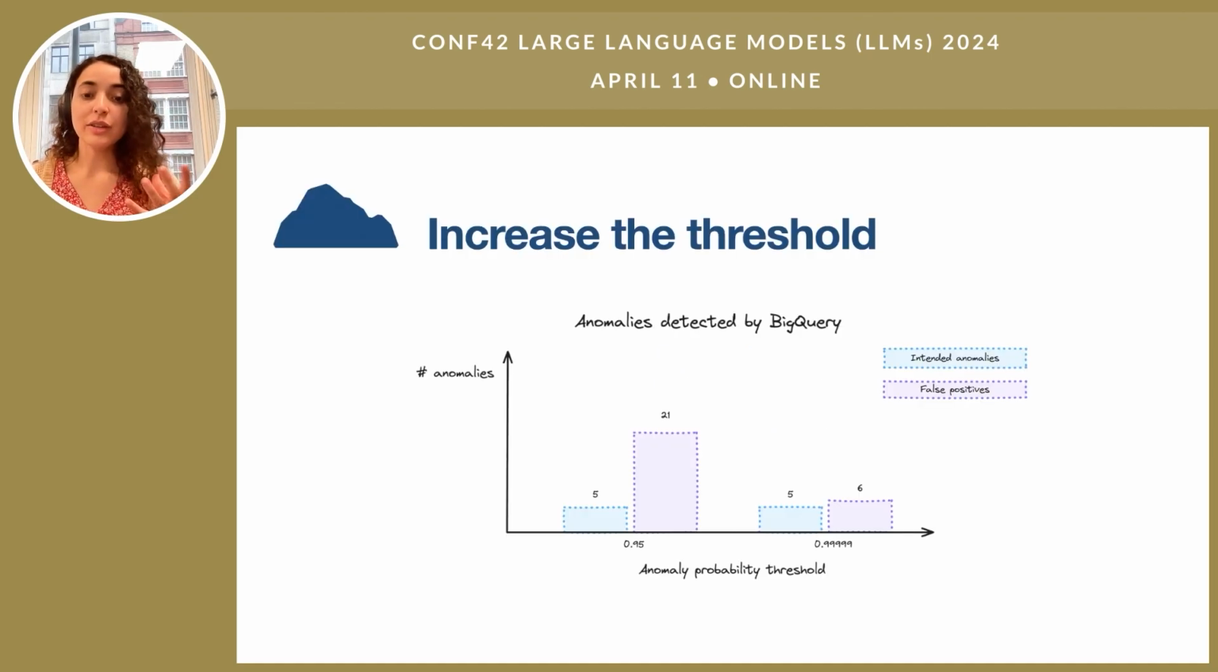The first thing we can do is increase the threshold. Like I mentioned before, there's a level of certainty that BigQuery will give you about whether or not it thinks that something is an anomaly. So we can increase that threshold, saying, instead of being 95% sure, I want you to be 99% sure that this is an anomaly before classing it as such.